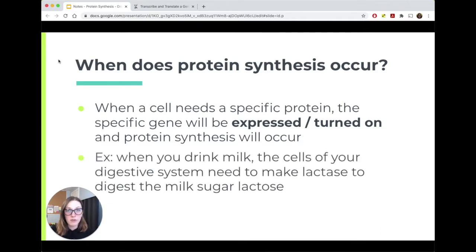So one example, we've talked multiple times in our course so far about the lactase enzyme and how lactase breaks down lactose milk sugar. So say, for example, you just drink a glass of milk, you have milk sugar floating around in your stomach, your digestive system cells will create that lactase enzyme, which will then break down the lactose milk sugar.